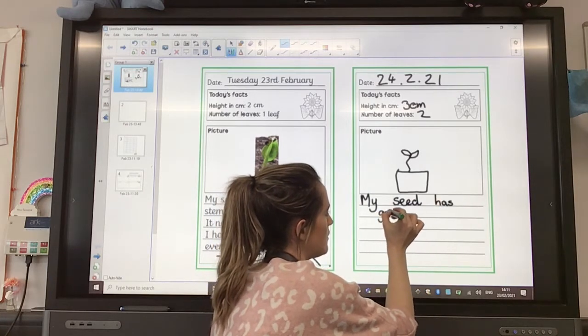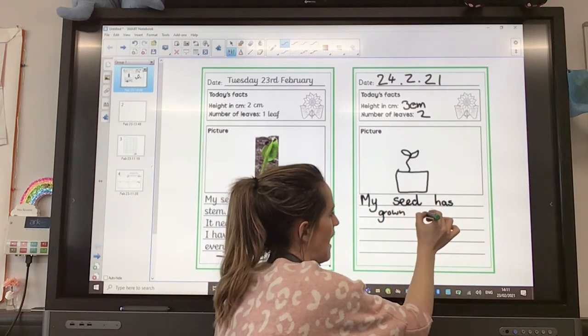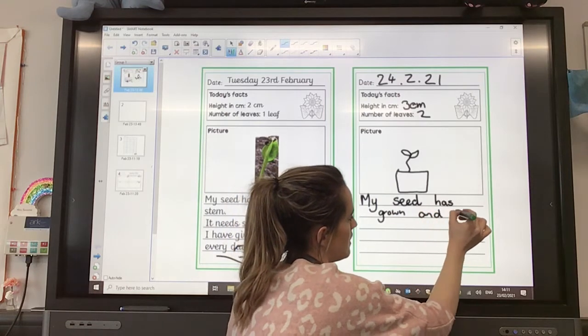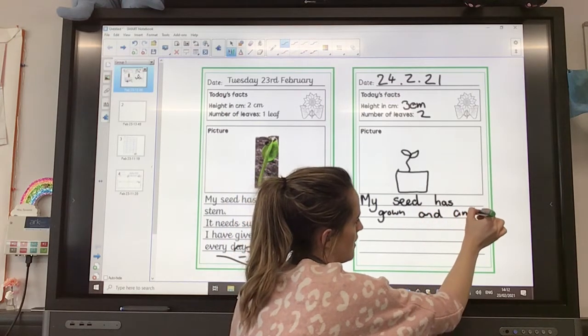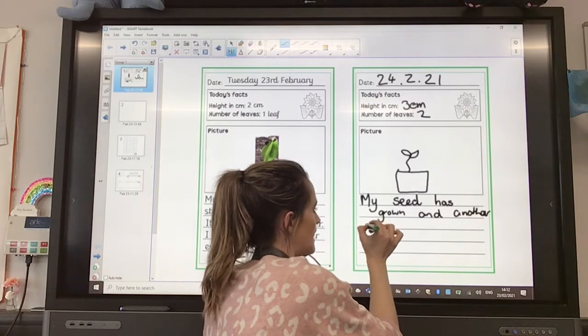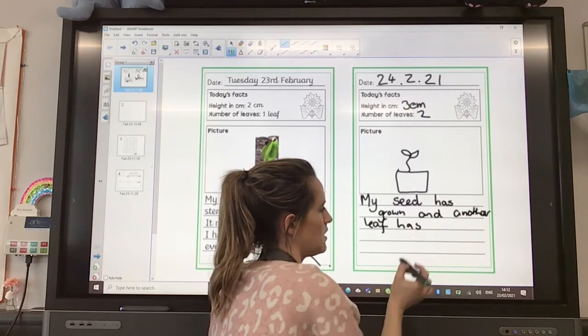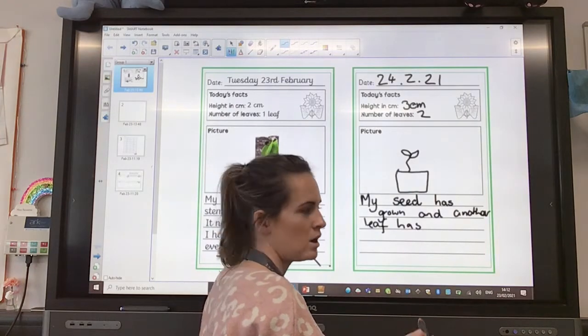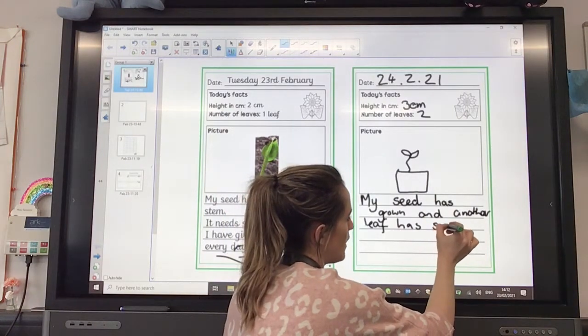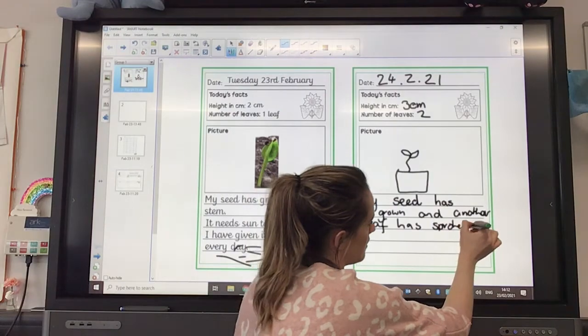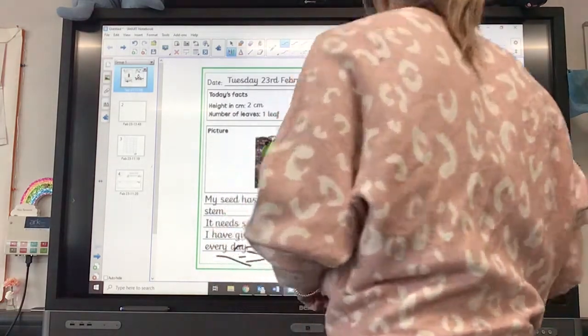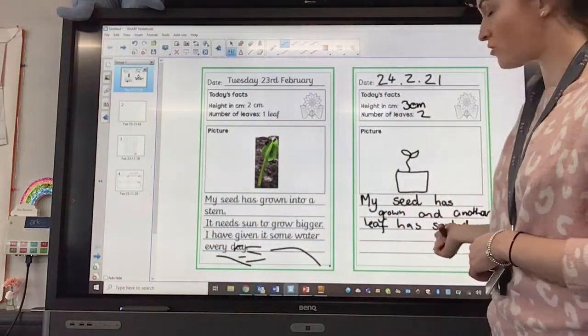grown and another leaf has sprouted. Ooh, long word there. Sprouted. Okay. And then I'm going to finish it off with my full stop.